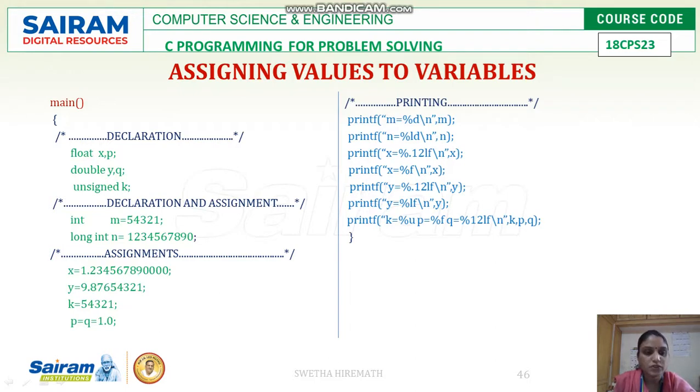Then coming to the third part, already we have declared xp, yq and k. So for those we have assigned the values. You can see the values, and all these values have to be printed. Whatever values we have here will be shown as the output in our program.